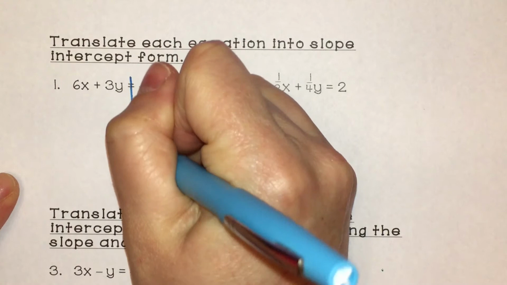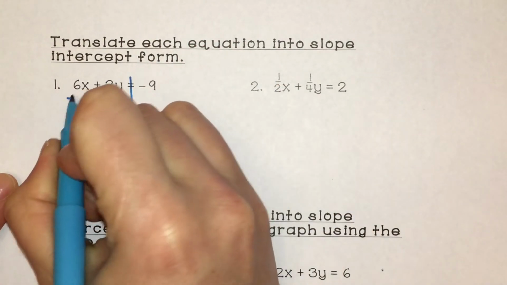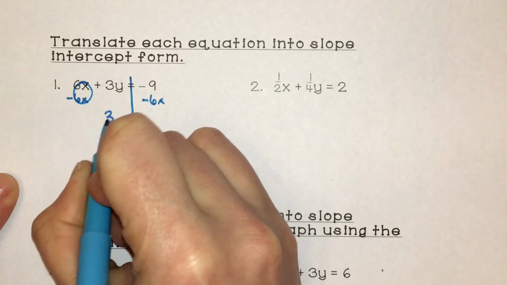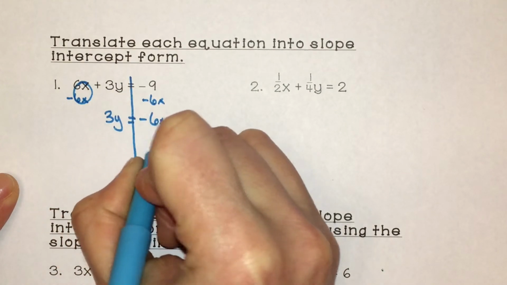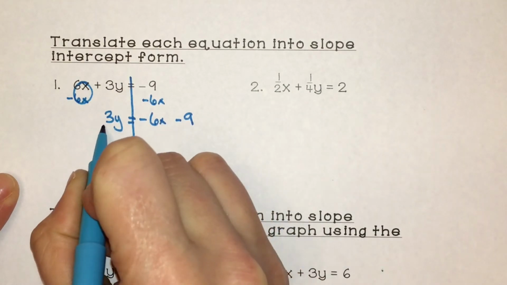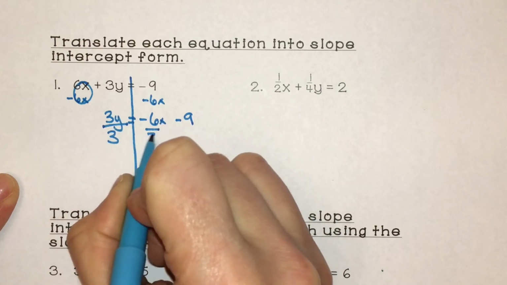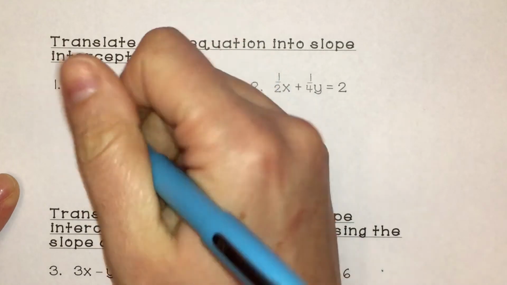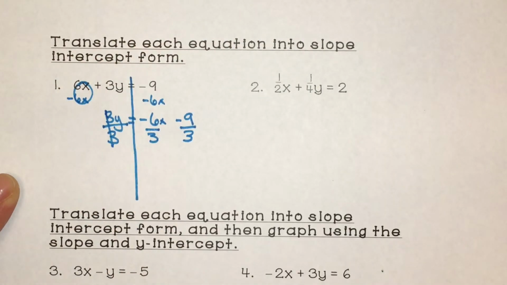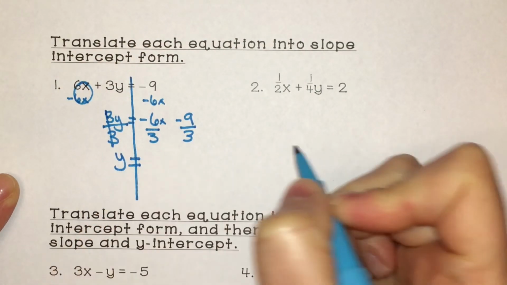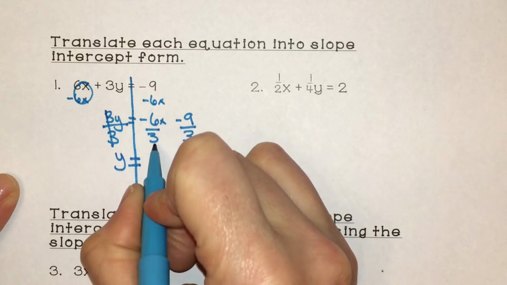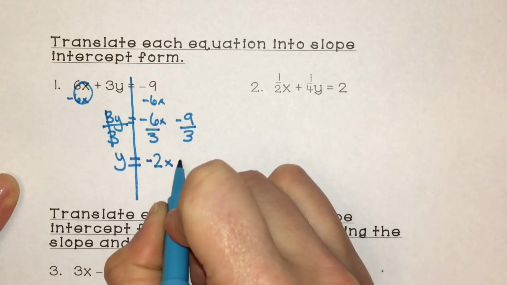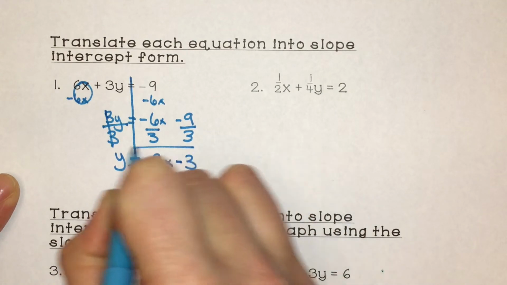All right, I'm going to start the answers. We're going to subtract 6x from both sides. So we get 3y equals negative 6x minus 9. To get y by itself, divide everything on both sides by 3 because y is being multiplied by 3, opposite divide. 3 divided by 3 is 1. So we have y equals negative 6x divided by 3 is negative 2x. Negative 9 divided by 3 is negative 3.